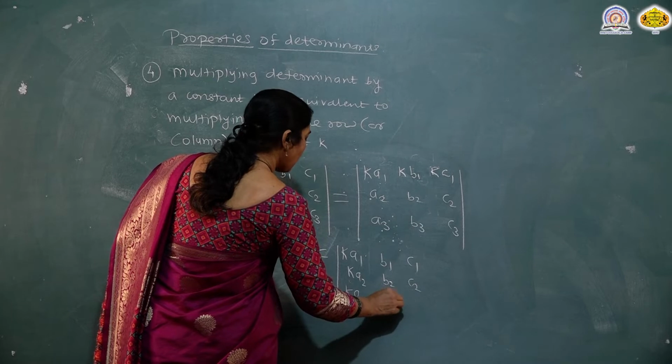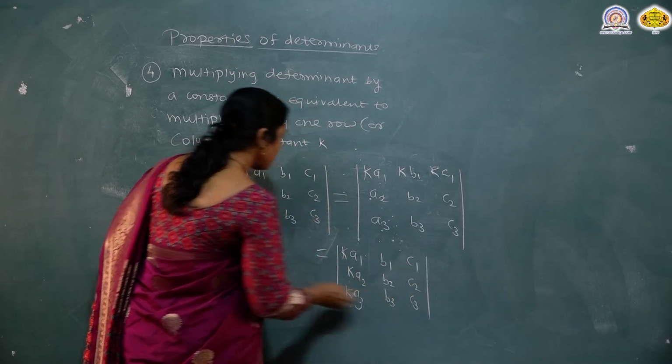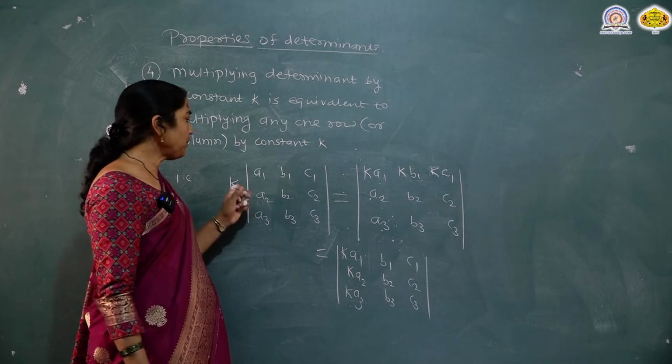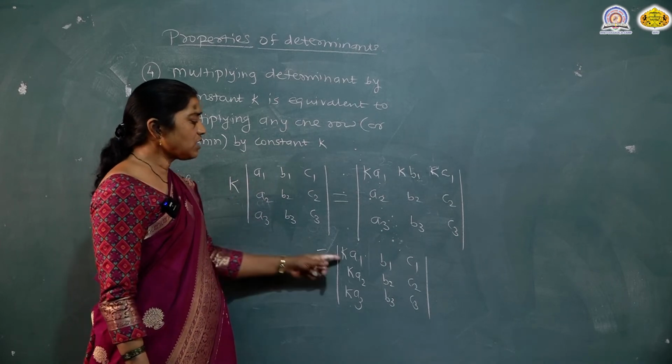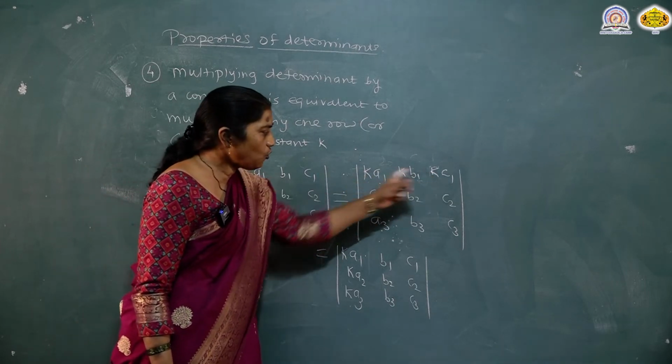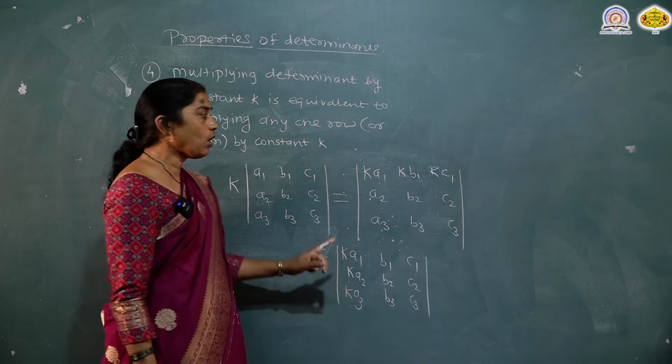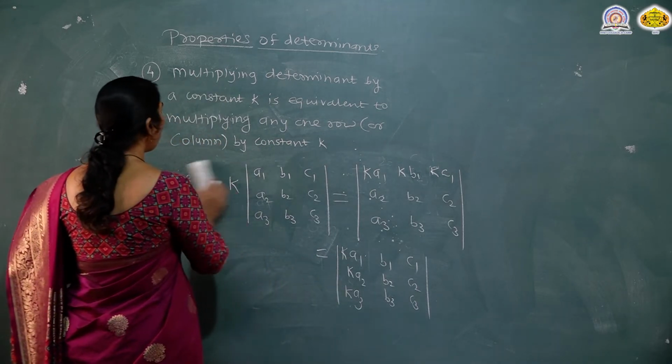So, these are same because multiplying the determinant by k is same as multiplying any row by k or any column by k. That is the fourth property.